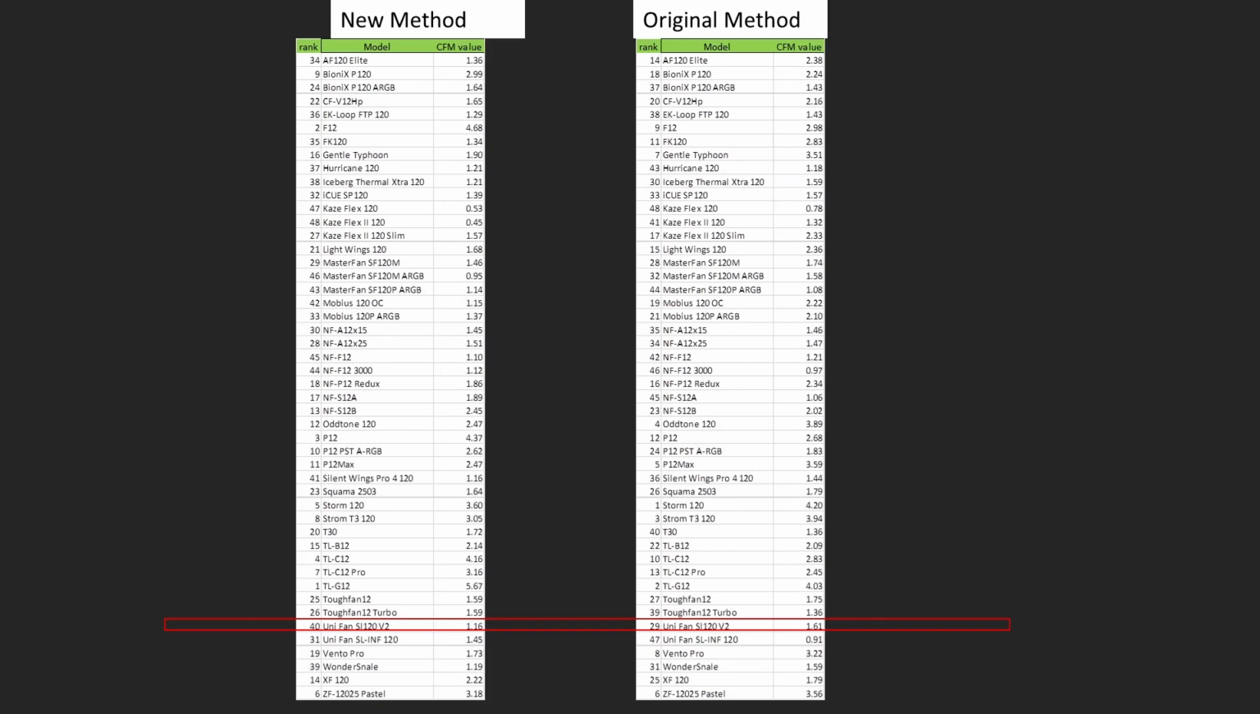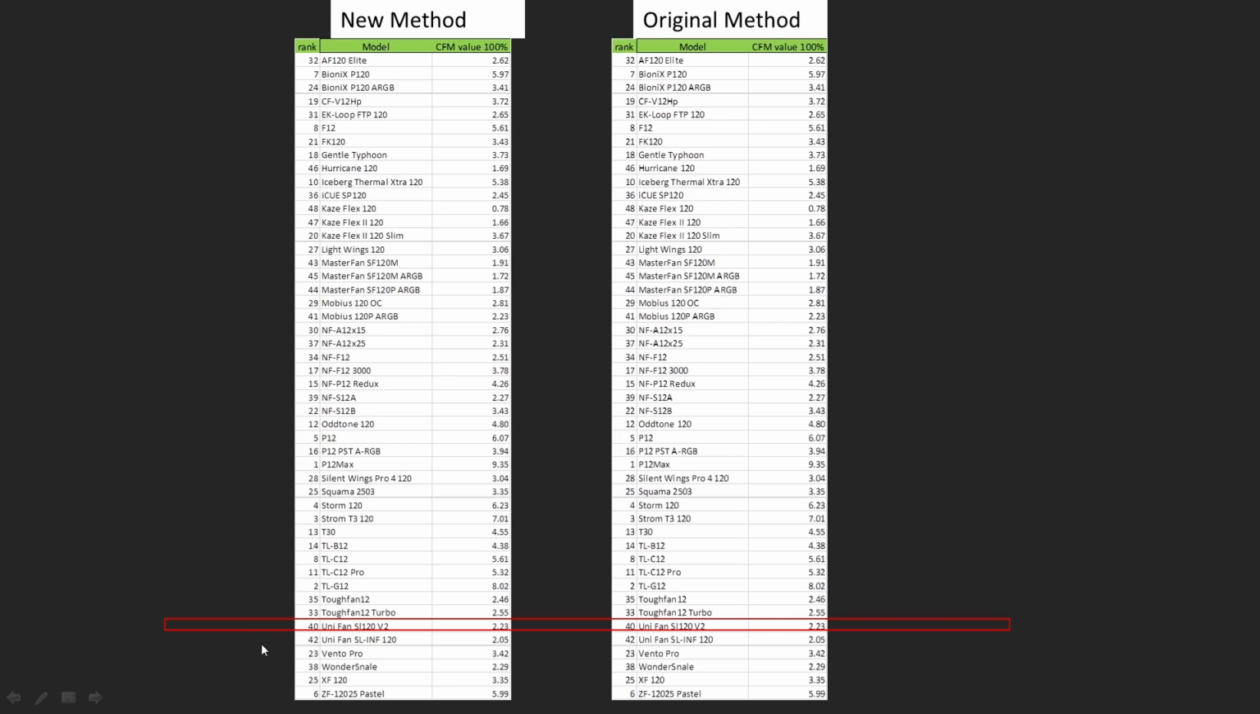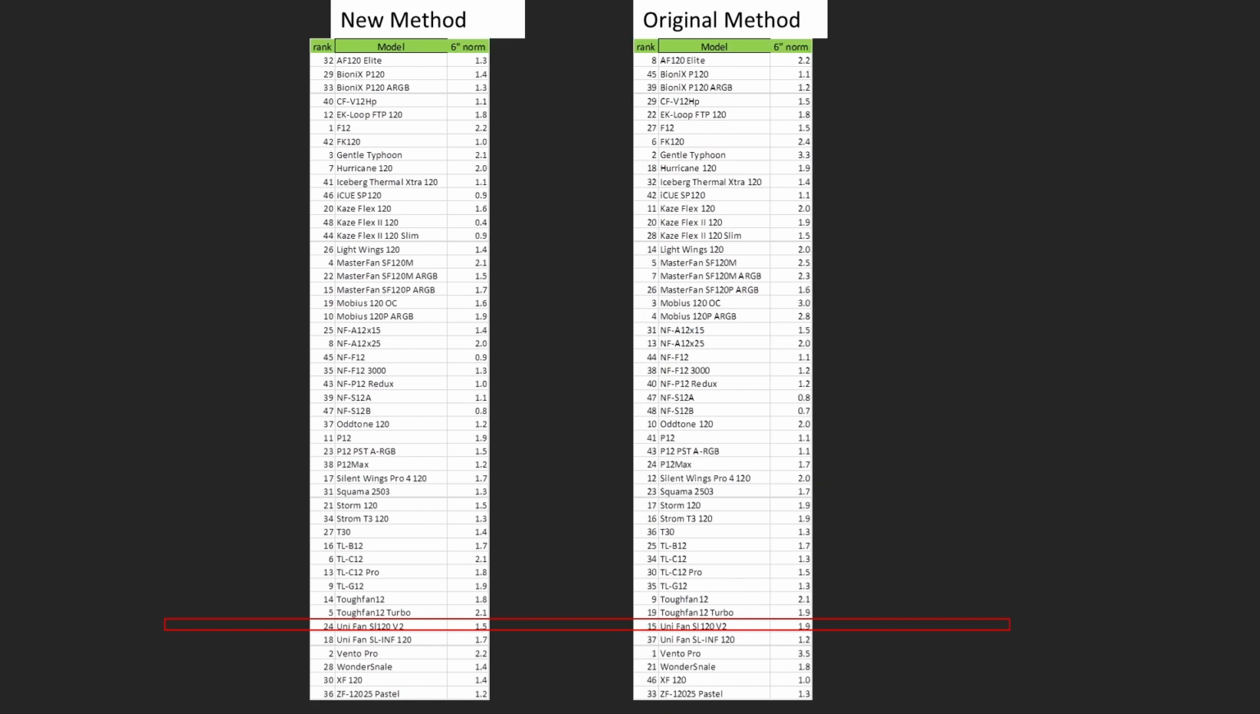CFM value proposition, noise normalized, it was ranked 29th. It is now ranked 40th, so a big drop in position. At 100% PWM fan signaling, value proposition, it retains position at 40th. Case simulation test, 6-inch mark, noise normalized, it was ranked 15th. It is now ranked 24th, so a loss in position right there.